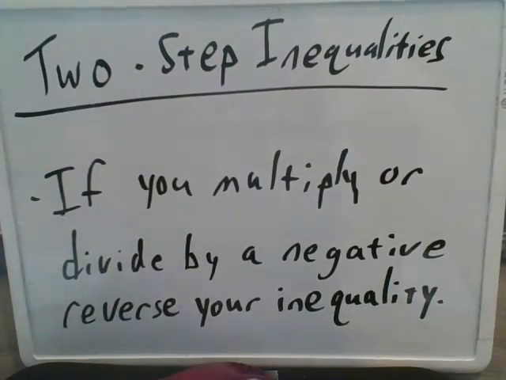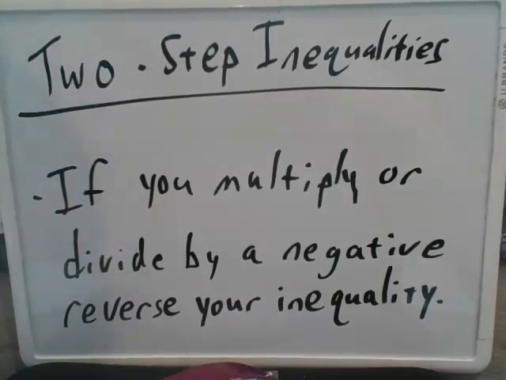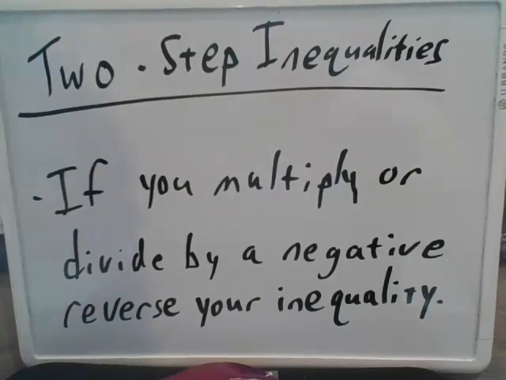Alright guys, so in this next video, I'm going to be showing you how to do two-step inequalities. We've done two-step equations. This is done the same way except with inequality. One of the things you have to remember, if you multiply or divide by the negative, you reverse your inequality. Now that means that the number next to your x or your y or whatever your variable is has to be negative. If it's not negative, you keep your inequality the same.